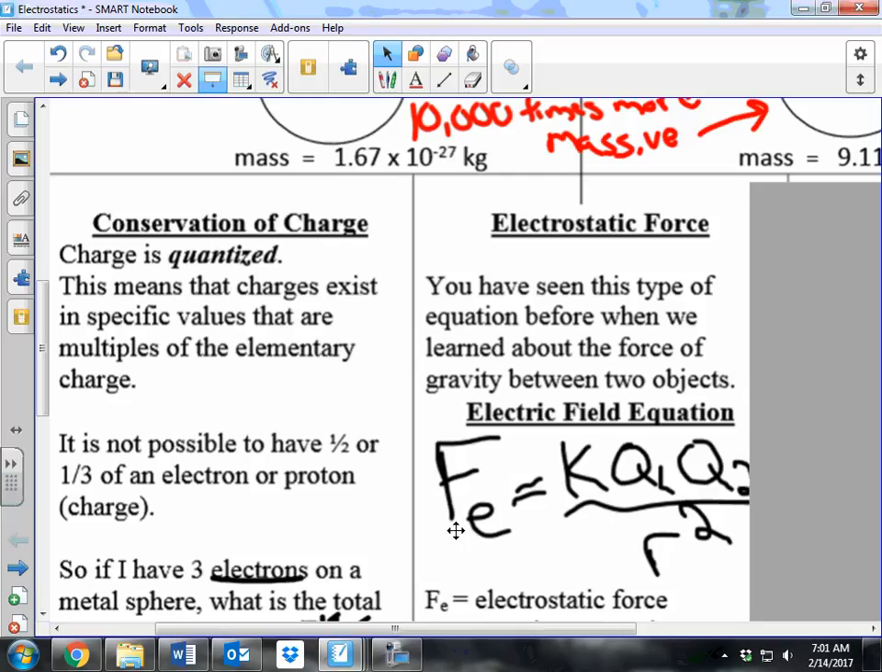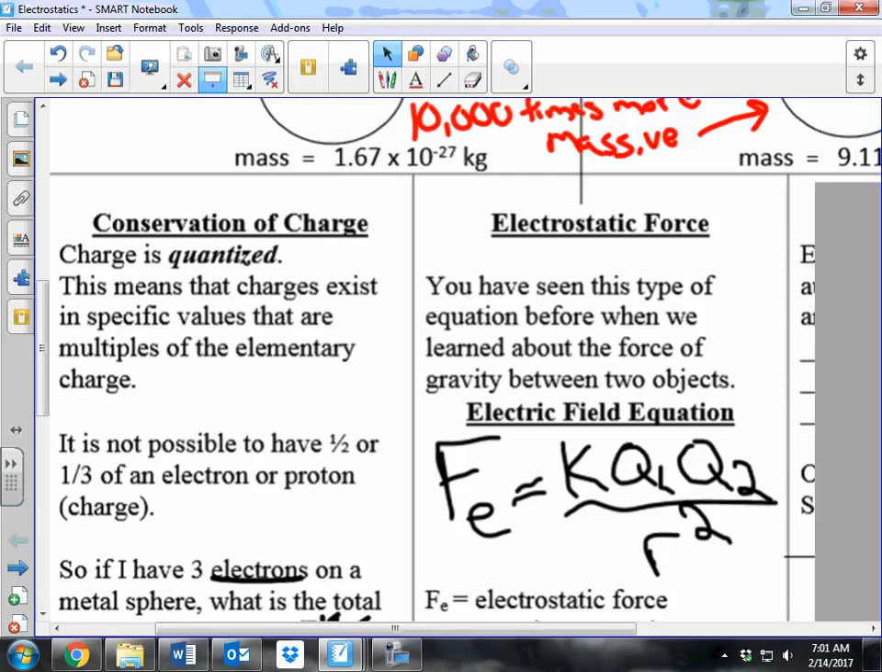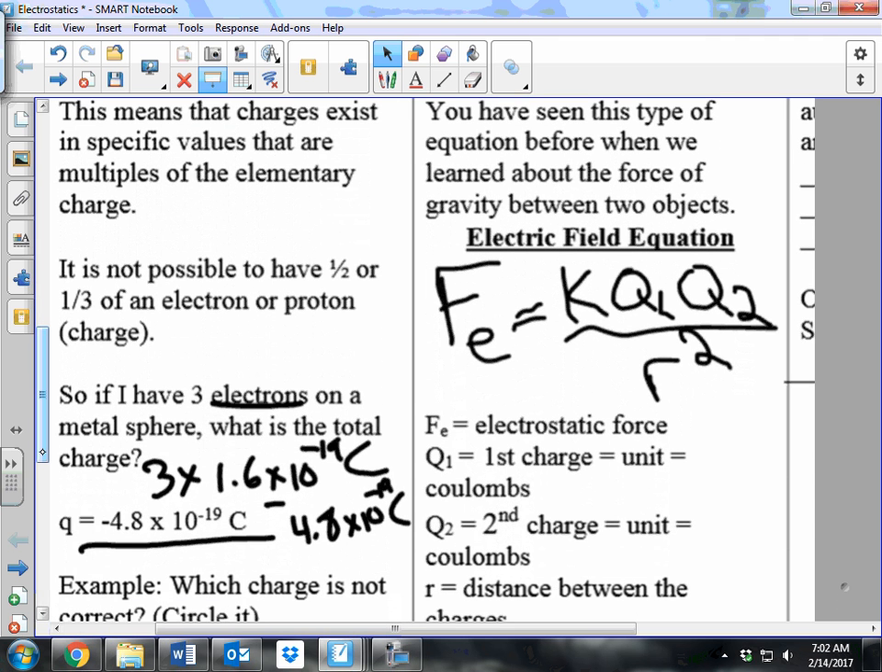Now we have a similar equation where we have the electrostatic force between two charges. So if I have an electron and a proton next to each other and they have a certain amount of charge, I can figure out the electrostatic force between them. In class, we're actually going to do that using the same activity we did for force due to gravity, and then you're going to compare the two values.